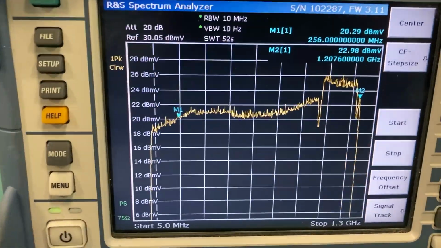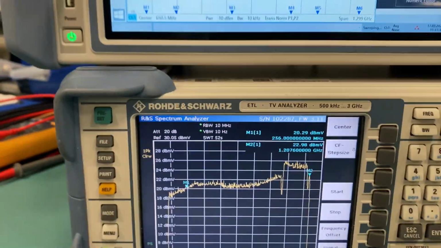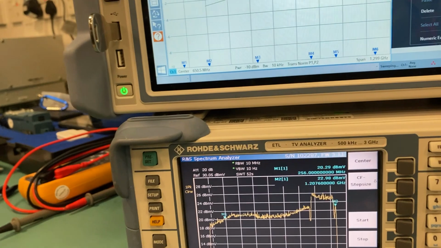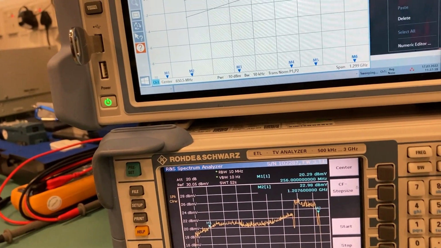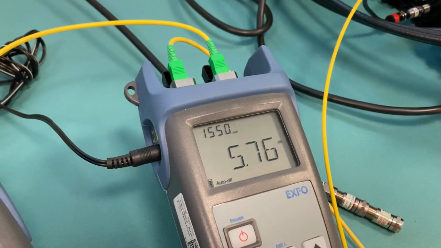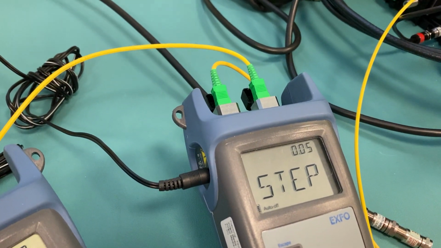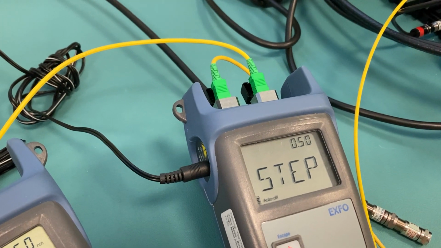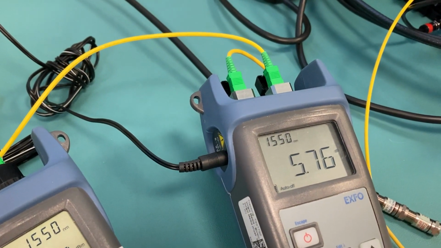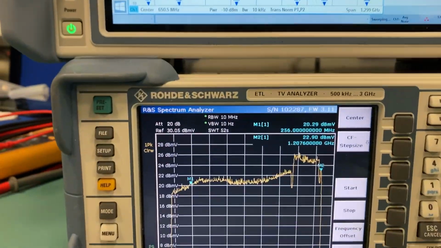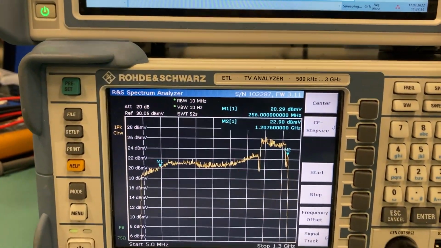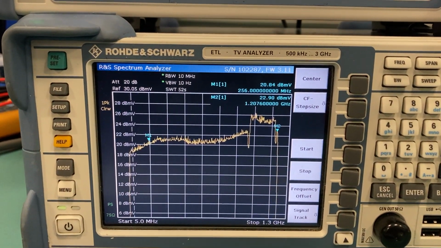As I adjust the light level, in fact, I'll tell you what, I should do it with the optical attenuator. Let's have a quick look. Change my step size to... let's get it on a 1 dB step. Where are we? So this is going to step the attenuator in 1 dB steps. So as we do that, you should see the AGC adjust on the ONU.